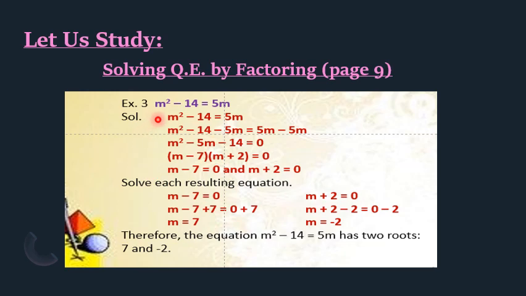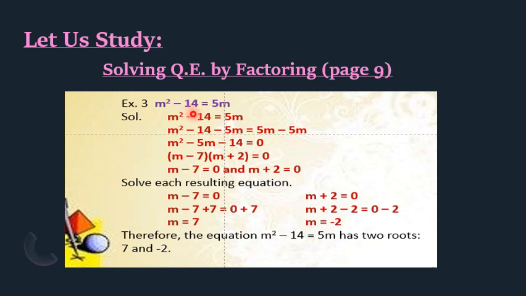m squared minus 14 is equals to 5m. Pwede nimo ni siya i-arrange sa standard form. Kaning m squared mao ni ang quadratic term, kaning 5m mao ni siya ang imuhang linear term.